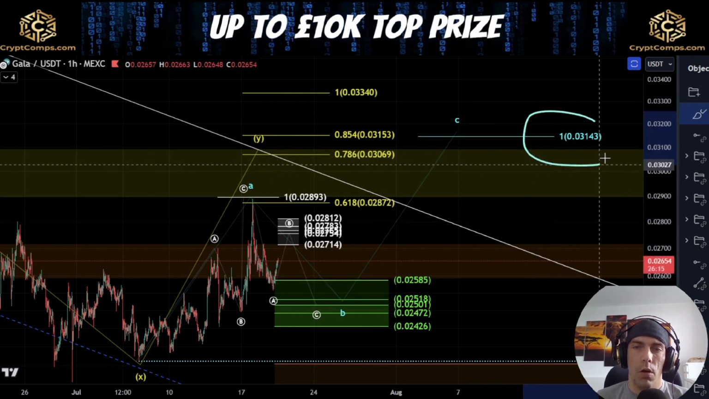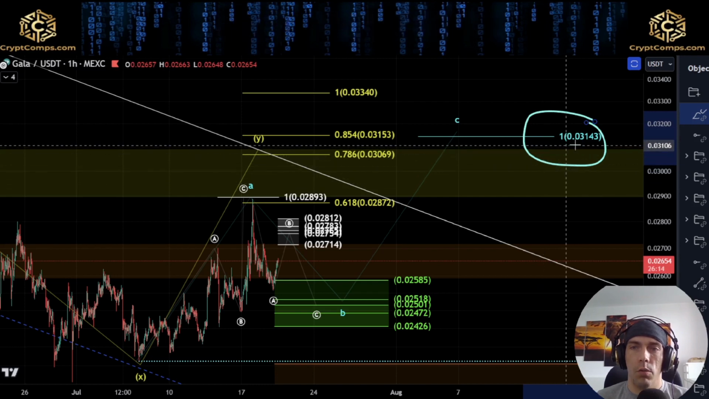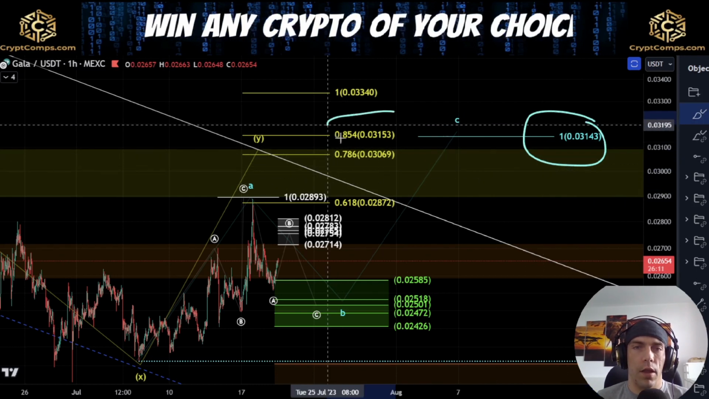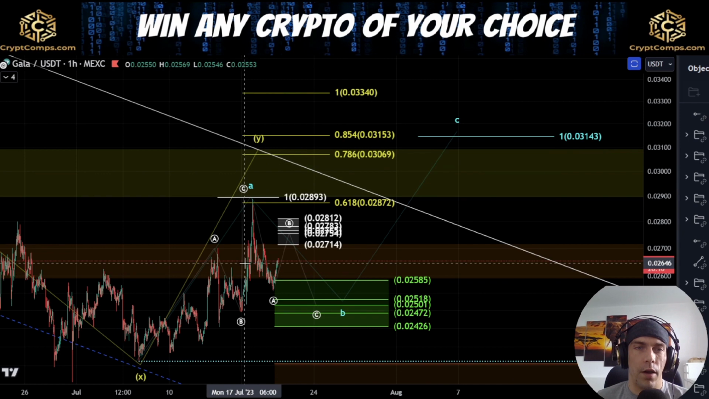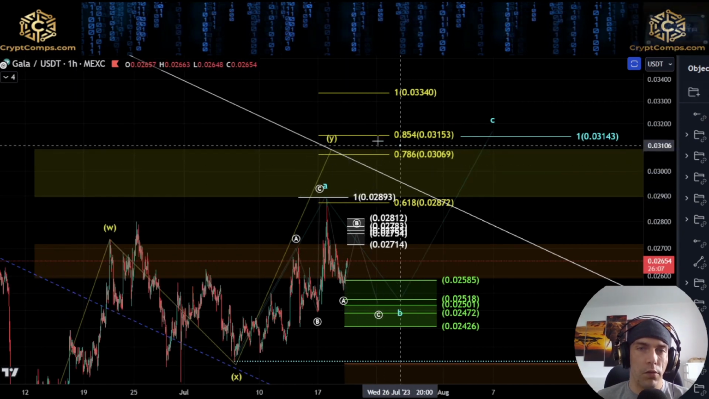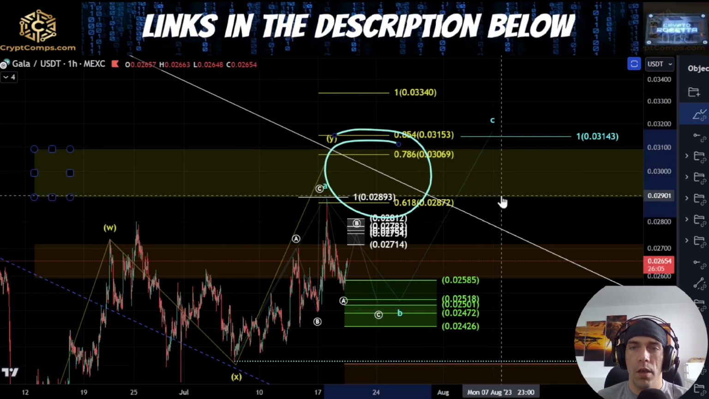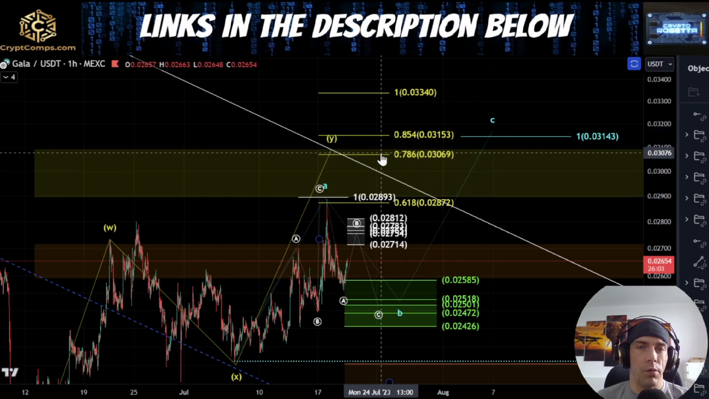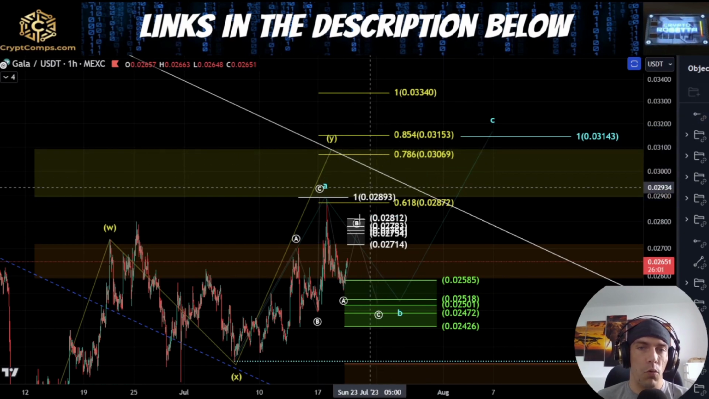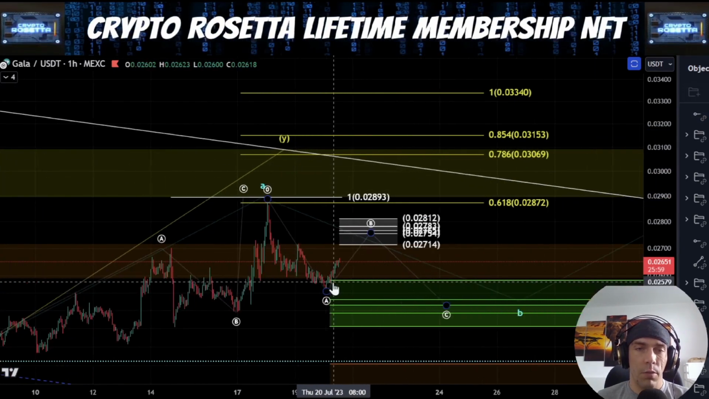The 1-to-1 off of this golden pocket area here would be this 3143, which would align with this 854. So going to be keeping an eye on that. Obviously we do still have those targets within this yellow box area, so that also is aligning with something like a 786 move, or move into this channel at least. So going to be keeping an eye on this.